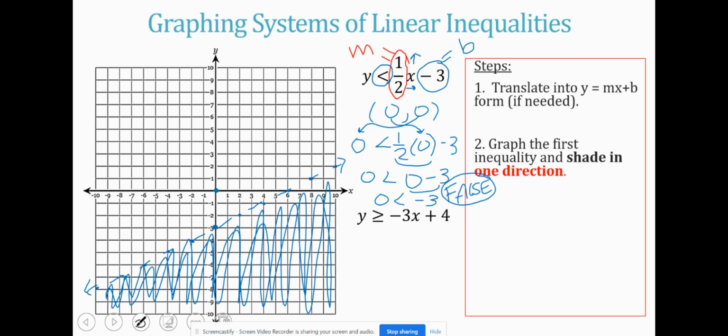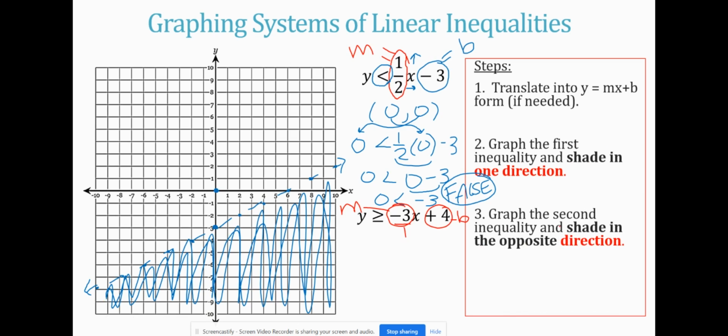Okay. So now I'm going to graph the second one. I'm going to do that one in red. I said I was going to do the first one, but I'm going to do this one in red. So this is my slope. It's really negative 3 over 1. This is my y-intercept.